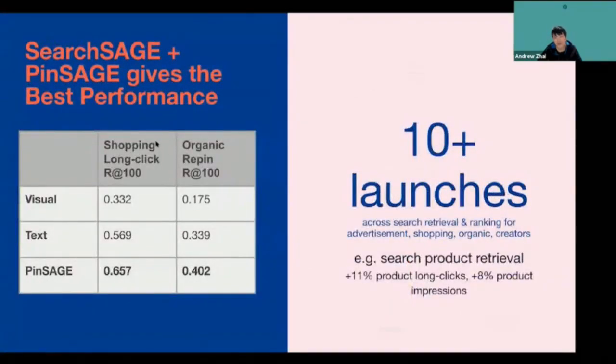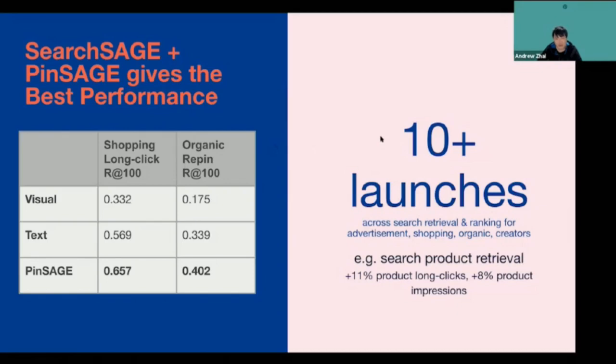We see on the left here that XSAGE produces the best search query embeddings compared to visual or text alone, also compared to both. When training the previous model with only visual features for the content side, we have this baseline performance. Training only text features, we have this baseline performance. And when you use XSAGE, you get the best performance for both product search as well as organic search.